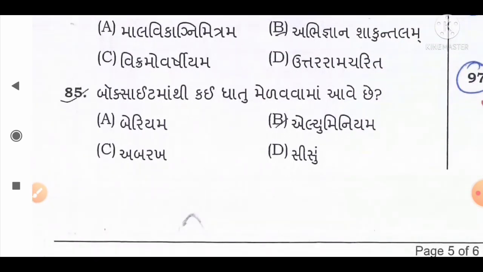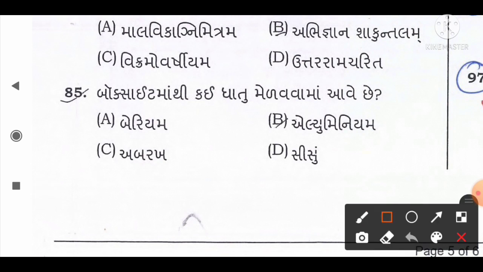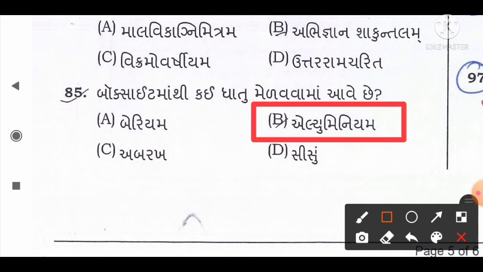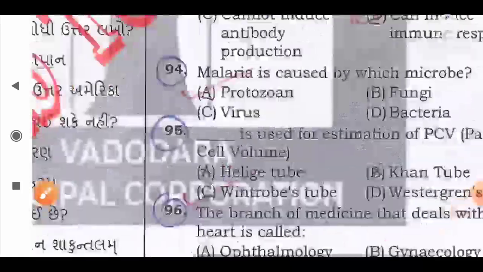Move to the next question number 85. Which metal is obtained from bauxite? Options are A barium, B aluminium, C mica, D lead. This is also one of the easy and repeatedly asked questions from GK. And the correct answer for this question is B, aluminium, which is the metal obtained from bauxite. So B aluminium is the correct answer for this question.